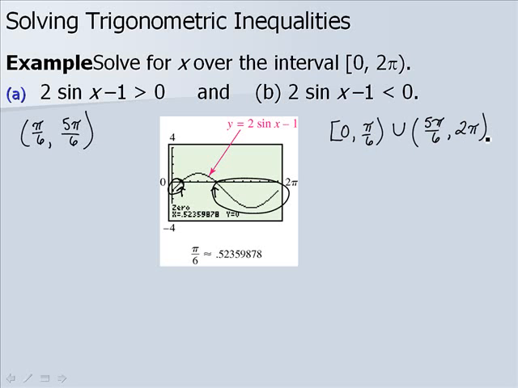Now to know how to label these, notice that pi over 6 and 5 pi over 6 still have parentheses because we don't have the equal to. I put a bracket by the 0 because I have a bracket in my original interval, and I put a parenthesis by the 2 pi because I had a parenthesis by it. So that's how we can answer our two questions here involving the inequalities.